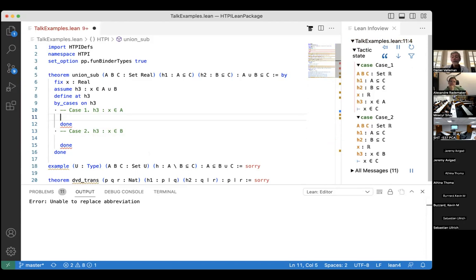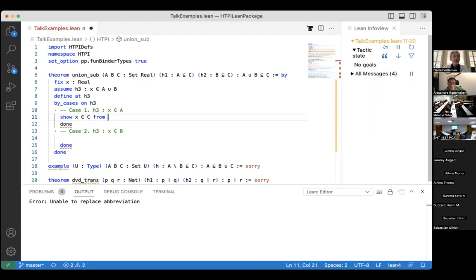So case one, I can look at the tactic state for case one, and it's very easy. I have H1, A is a subset of C, H3, X is in A, and if I apply H1 to H3, I'll end up with X is in C. And so it's just one step. Show X is in C from H1 applied to H3. And immediately the red squiggle is gone.